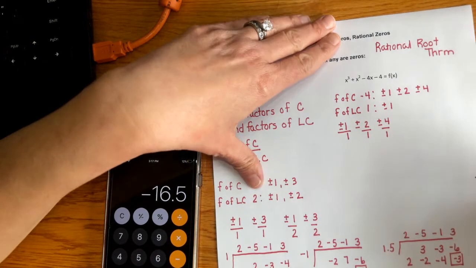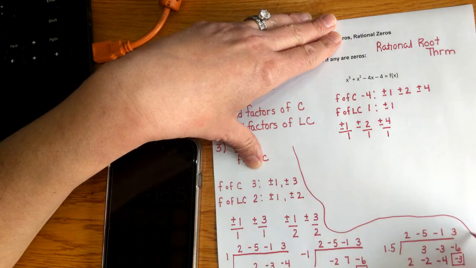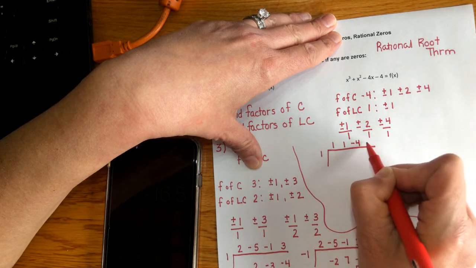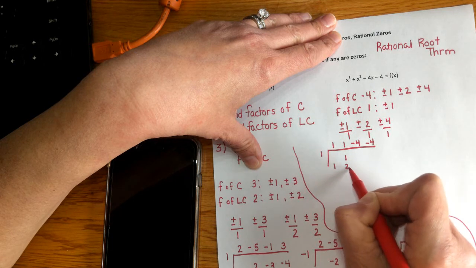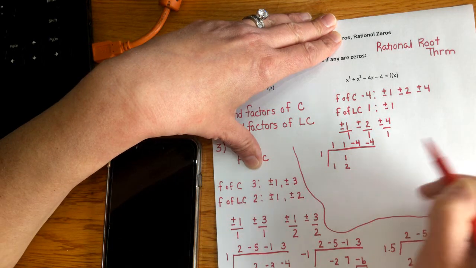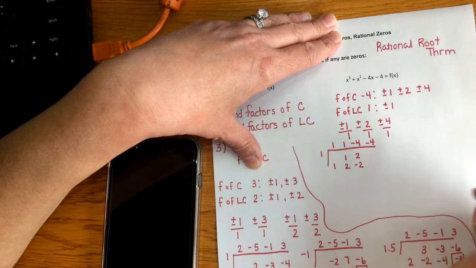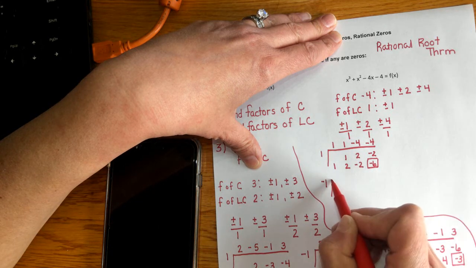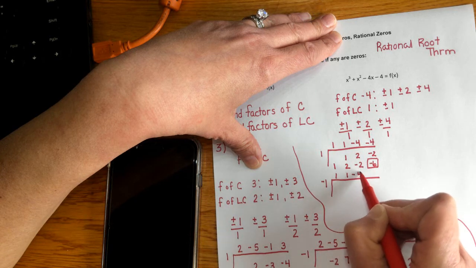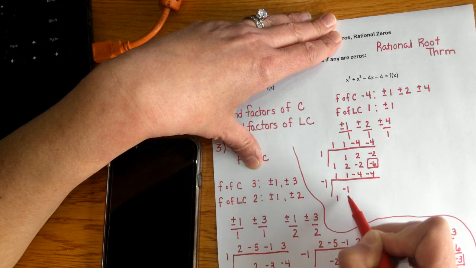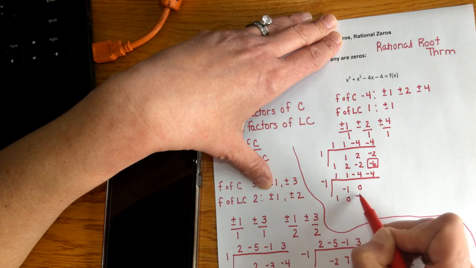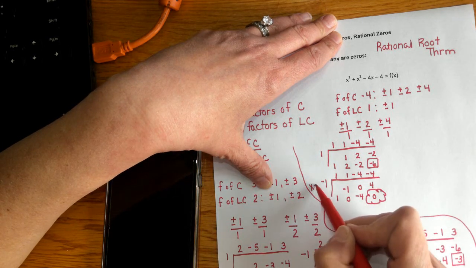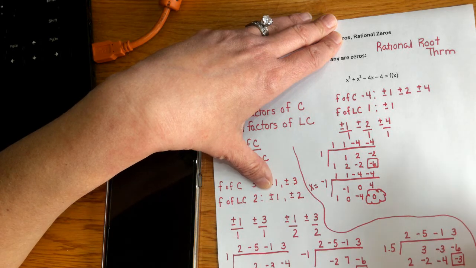All right, let's see if any of them work. Hopefully this one gives us an opportunity to see what it looks like. So I'm going to start with positive 1. 1, 1, -4, -4. Carry down the 1, 1, that's 2. That's 2, that's -2. That's -2, so that's -6. Nope. Let's try -1. 1, 1, -4, -4. Carry down the 1, -1, so that's 0. That's 0, that's -4, that's positive 4. There we go. That means x equals -1 works. It is a factor of our original.